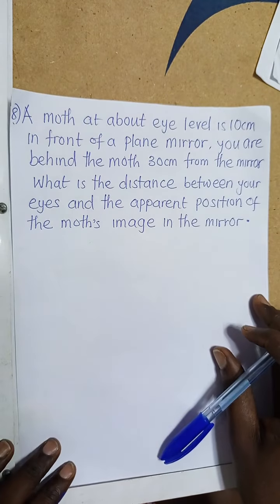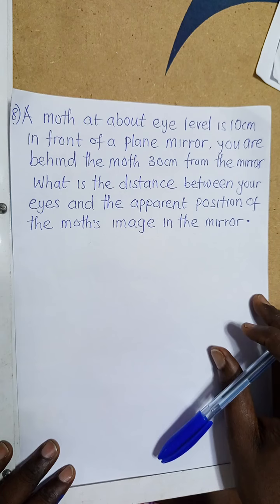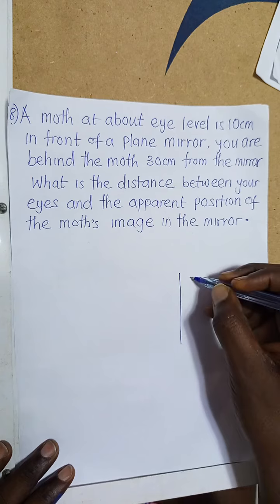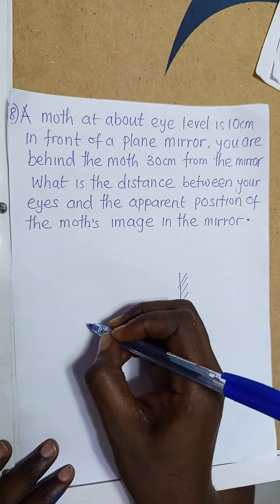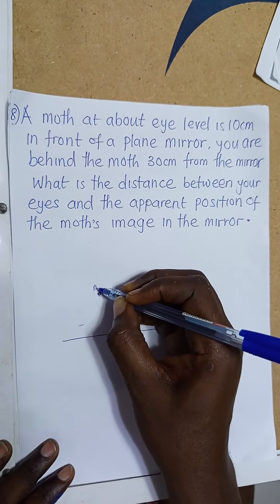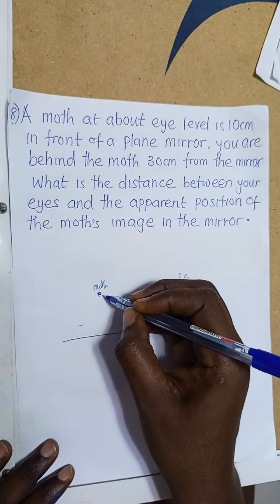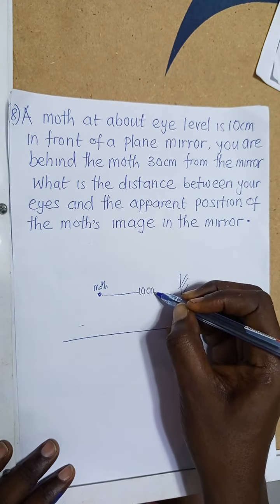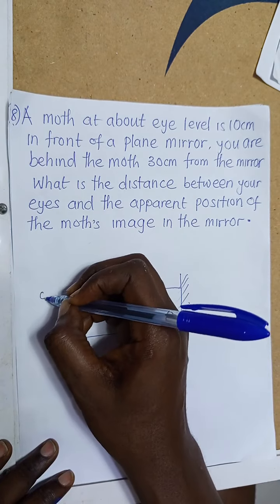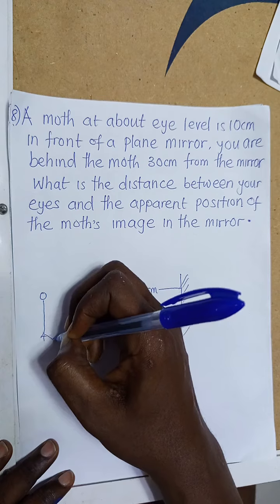Now, number 8, question 8. A moon at about eye level is 10 centimeter in front of a mirror. Let's draw. This is a moon, and the eye level is 10 centimeter from the mirror. Okay, you are behind the moon from the mirror. You are behind. That means, let's say I am the one here.